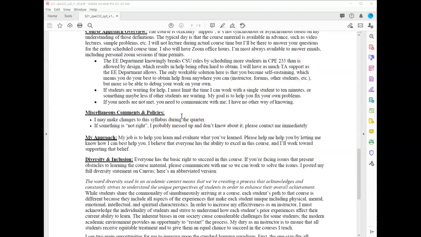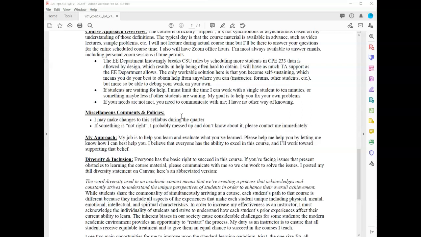So if I need to change the syllabus, I will. Particularly if something's not right somewhere in the course, I ask you to write me. I probably forgot or messed something up. Let me know so I can correct it. So my job is to help you learn and to evaluate what you've learned. Please help me out as best you can here. If there's something you need, ask me. I do feel everyone has the ability to excel in this course. You've got to give me a chance to help you out if you're having problems.